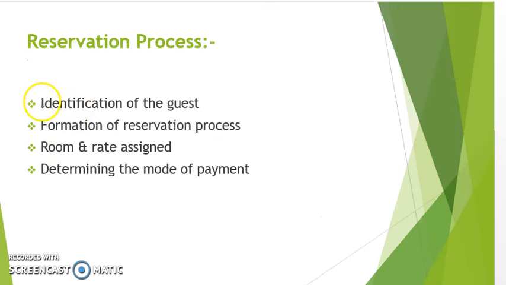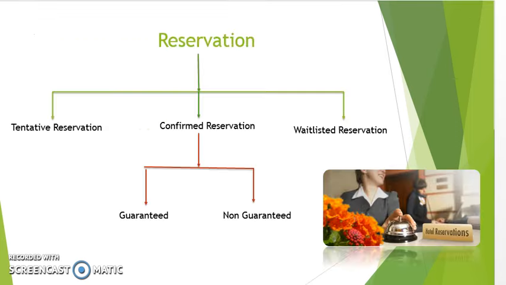Now, what is the process of reservation? First, we go for the identification of the guest. We should take a scan copy of the ID proofs. Then the formation of the reservation: what forms we have to fill in the reservation process. Then we have to assign a room and the rate, that is, in which category the guest wants the room. And last, determining the mode of payment, which is very important. The guest can opt for credit card payment, debit card payment or cash, whatever the guest wants.